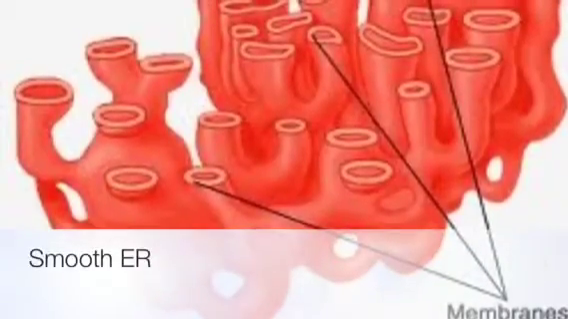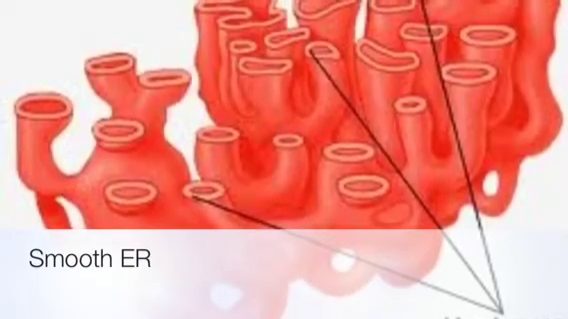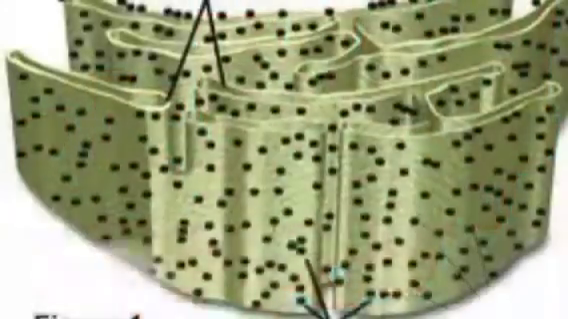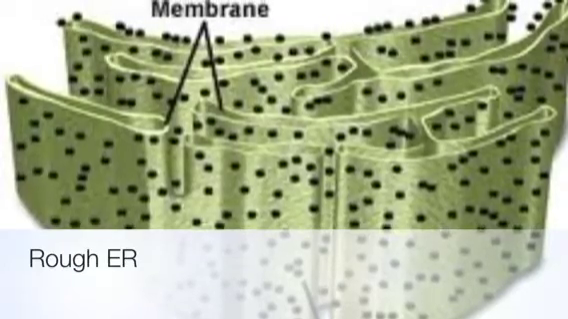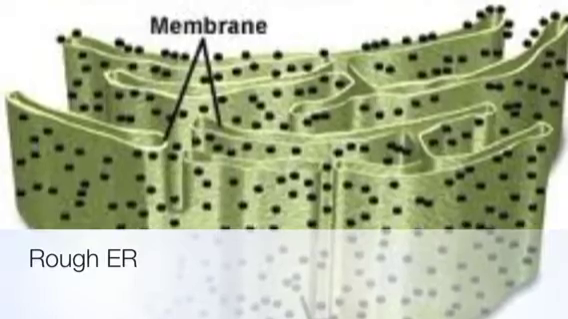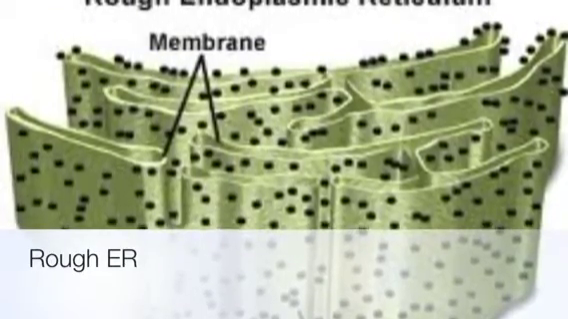The smooth ER. The smooth endoplasmic reticulum is responsible for making lipids and breaking down toxic chemicals from all parts of the cell. The rough ER. The rough endoplasmic reticulum is covered with ribosomes. This is what gives it its rough appearance. RNA passes through the ribosomes where it is sequenced in nucleic acid codes for specific amino acids to be joined in specific order.